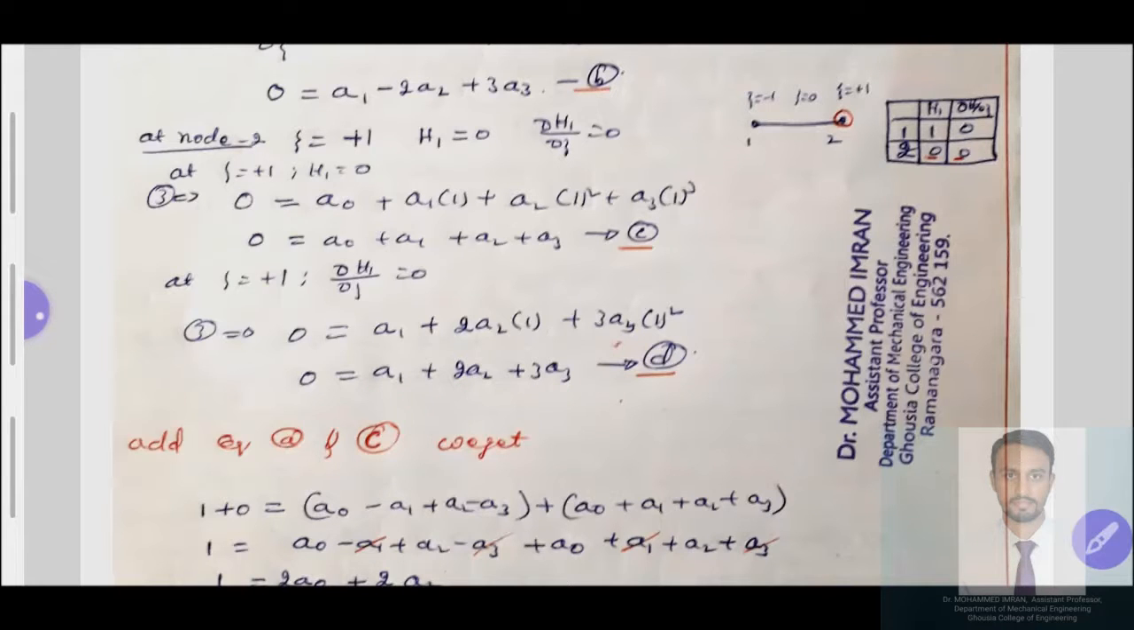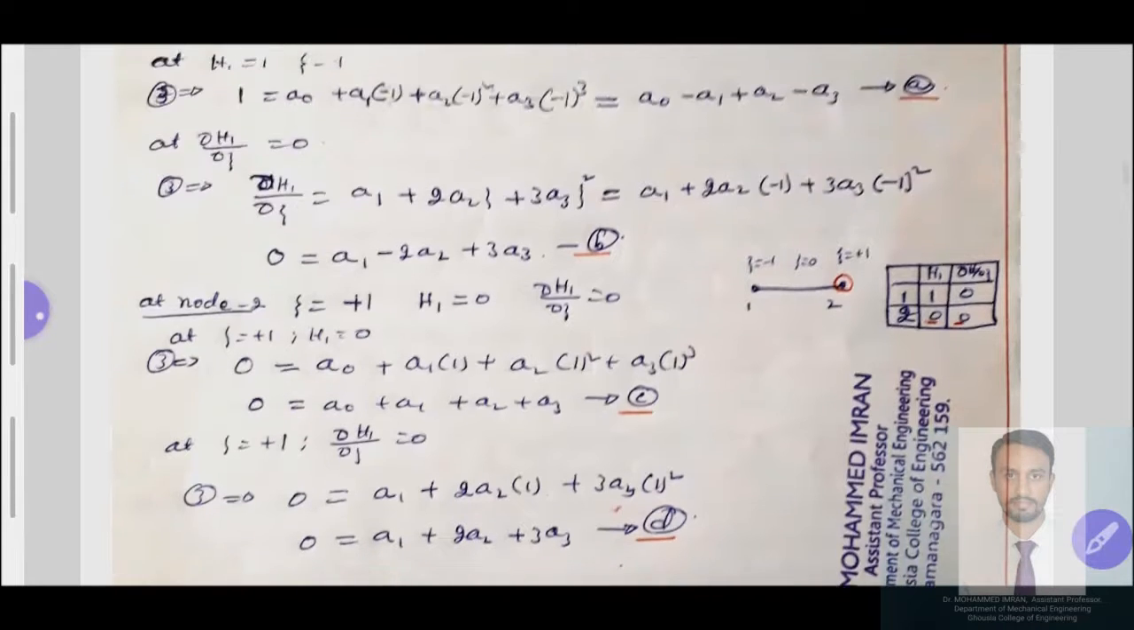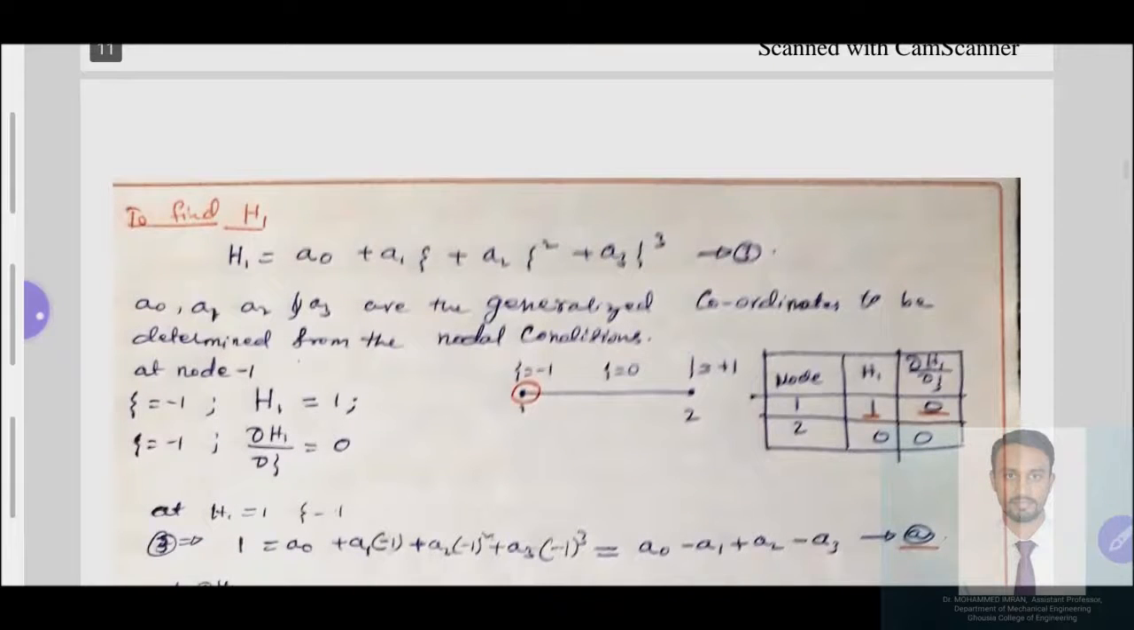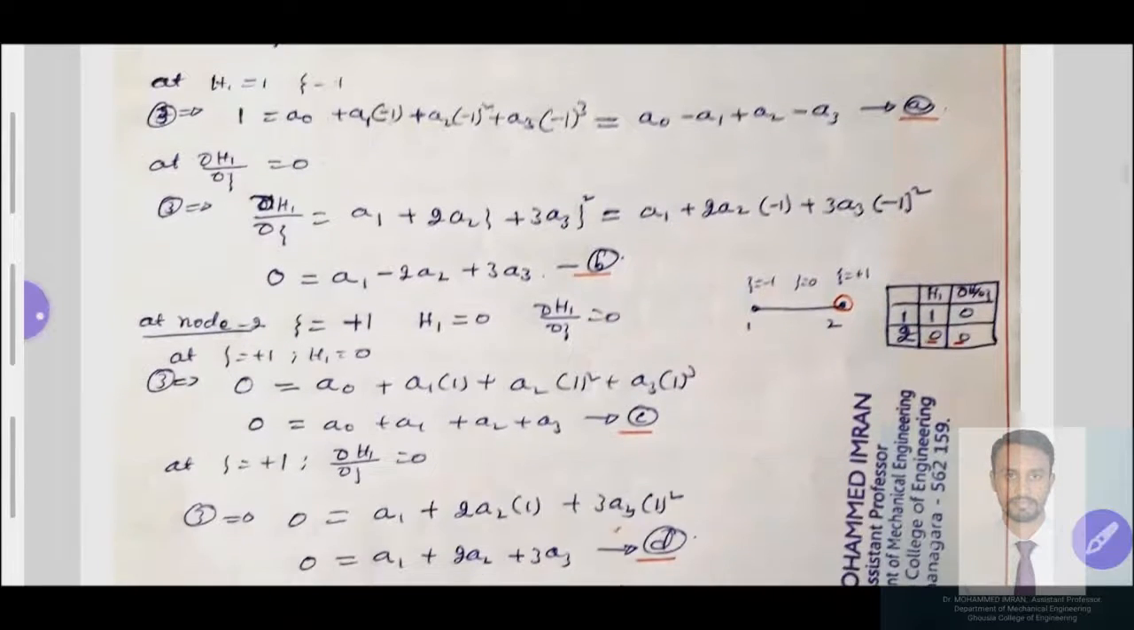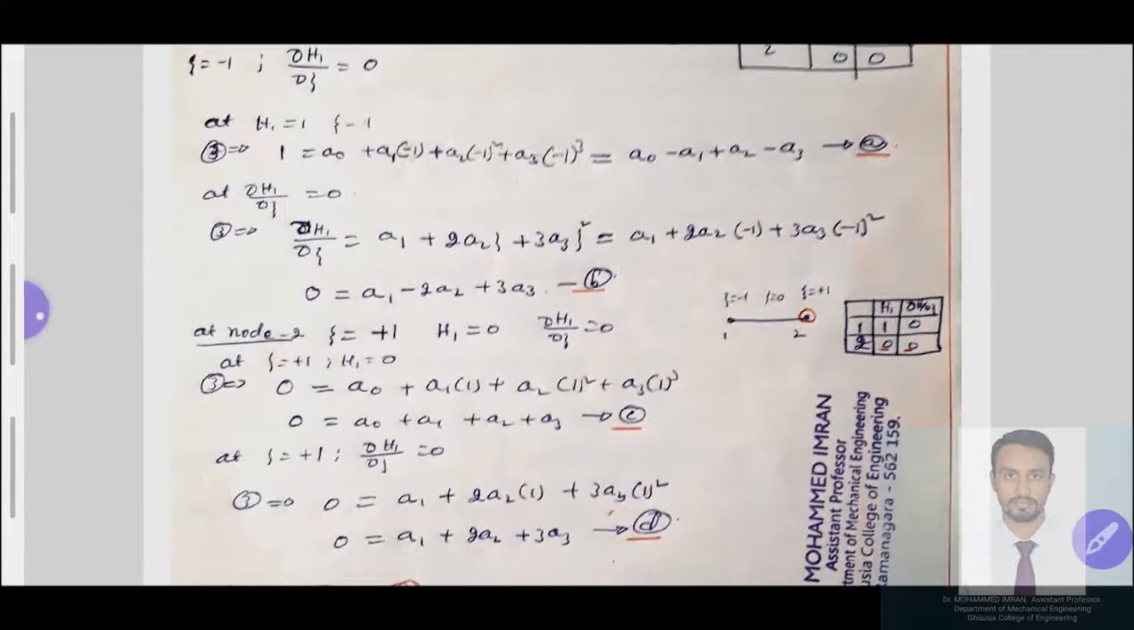Now we still have the 4 equations, but we don't know the values of a0, a1, a2 and a3. Still we don't know the values of the generalized coordinates; we just got some equations after applying the boundary conditions on a Hermite shape function. How do we determine them? I'll take similar equations and first add them, so some values will get eliminated.